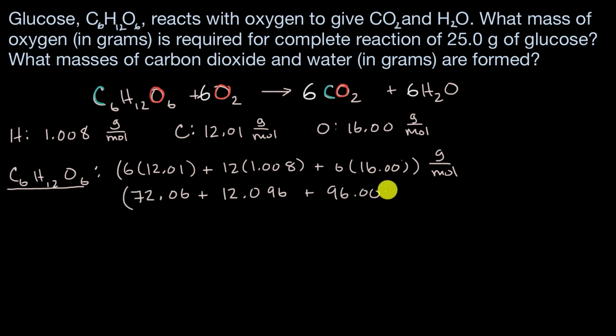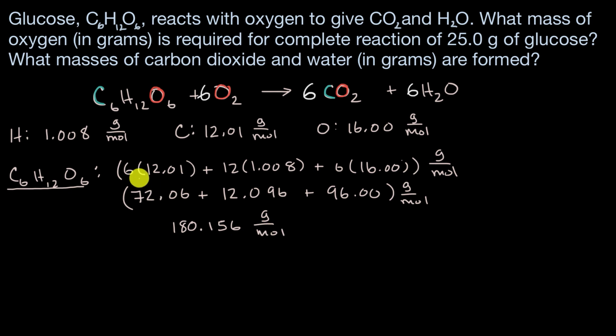And of course, all of this is in grams per mole. So this is going to be equal to, let's see, 72 plus 12 is 84, plus 96 is 180, 180 point. And let's see, we have 60 thousandths plus 96 thousandths, which would be 156 thousandths. So 180.156 grams per mole.